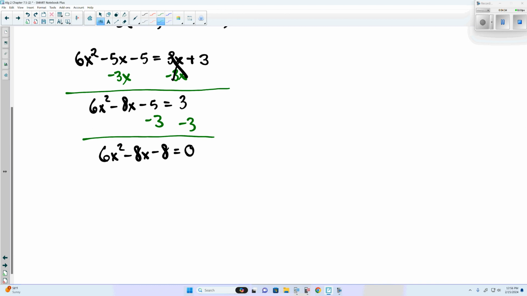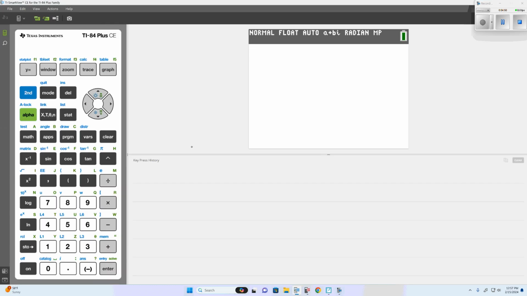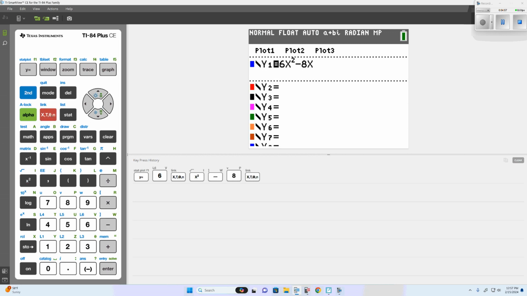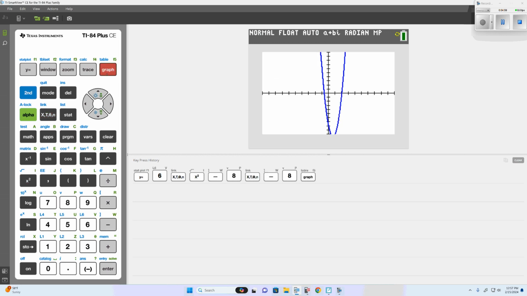Question on any of this so far? Now at this point here, we need to solve this quadratic equation. We could graph it, we could factor it, we could use the quadratic formula. It doesn't matter which way we use first. So if we wanted to graph it, we can grab the graphing calculator, hit our y equals 6x squared minus 8x minus 8, and graph.